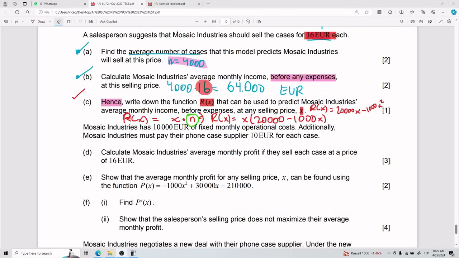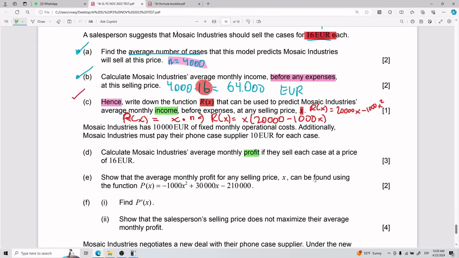Now it starts getting a little bit more nasty. Now it's the part where you say, okay, yeah, paper 2 is crazy, what is going on? And so here they start telling us that Mosaic Industries has 10,000 euros of fixed operational monthly costs. Additionally, Mosaic Industries must pay their phone case supplier 10 euros for each case. And so when you calculate Mosaic Industries' average monthly profit, notice how now we're talking about profit and not income like before. Now we're talking about profit if they sell each case at a price of 16 euros.